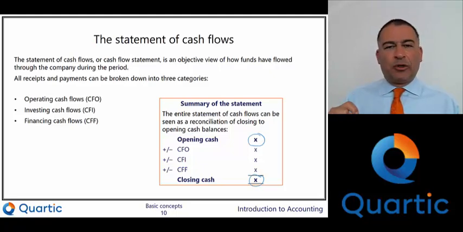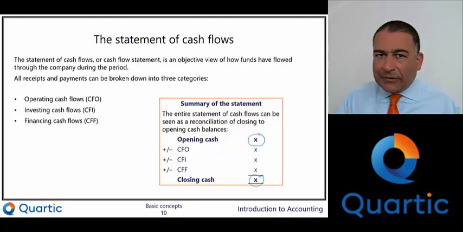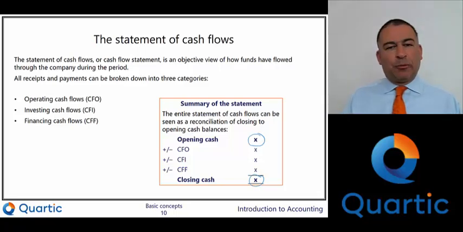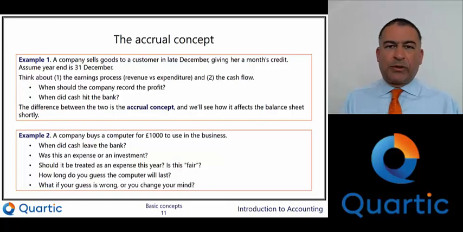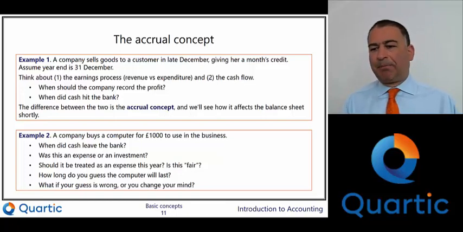Note that it is very objective. When we talk about the income statement, you'll see there's more subjectivity, there's more scope for management to put their will and make numbers bigger or smaller. So let's discuss the accrual concept, because this is what distinguishes the cash flow statement from the income statement.